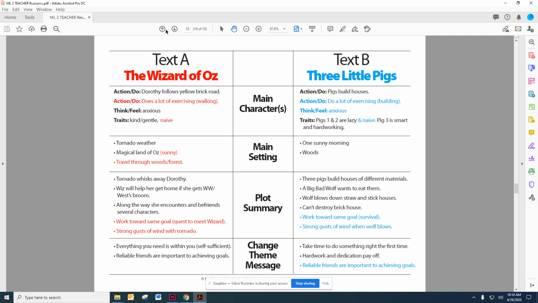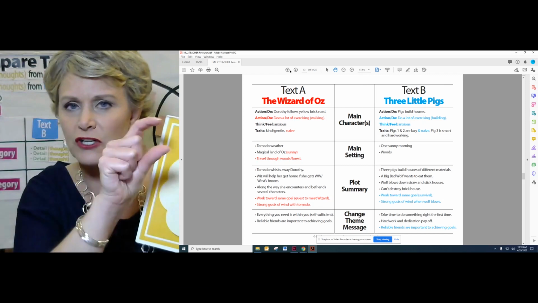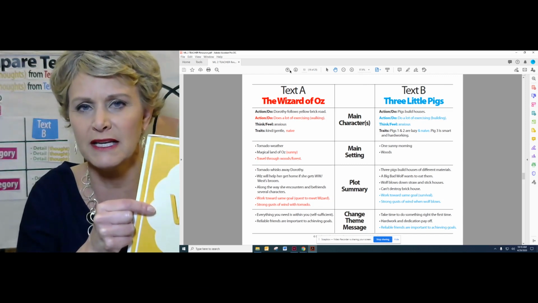Enough air to blow over a house. So we got gusts of wind there too. See what I'm doing? I'm looking for it. All right, across. We learned this in the last lesson. You do them individually and then you look across and you try to pull on some similarities.